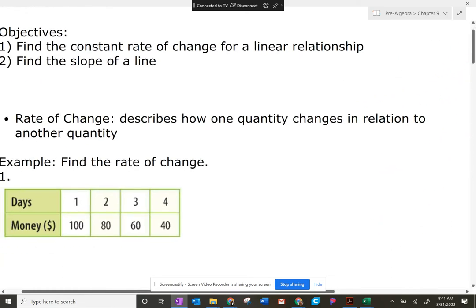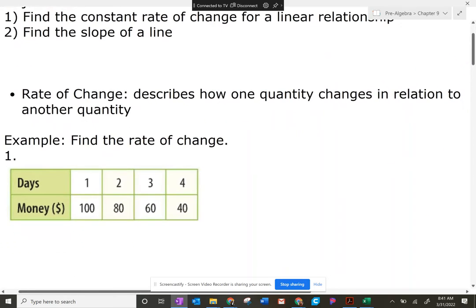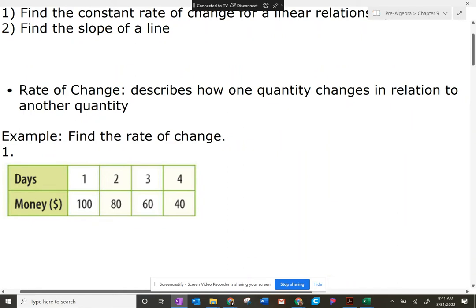That is what the rate of change actually is. It's how much things are going to be going up or going down. So the rate of change describes how one quantity changes in relation to another quantity. When I drew that picture, every time they were going up by 1 for the x value, and they were going up 2 for the y value.